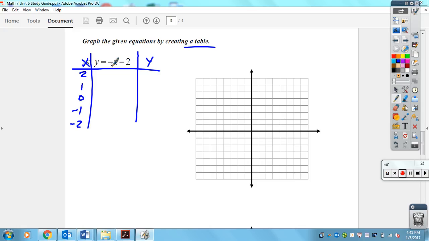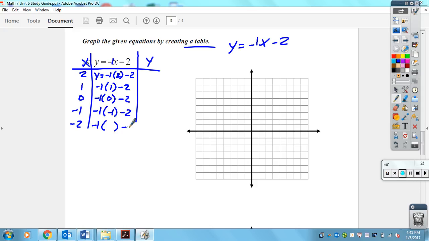You can also think of it as instead of y equals negative x minus 2, it's really negative 1x. So it's negative 1 times x. And that may help you. So it's y equals negative 1 times 2 minus 2. Negative 1 times 1 minus 2. Negative 1 times 0 minus 2. Negative 1 times another negative 1 minus 2. And negative 1 times a negative 2.